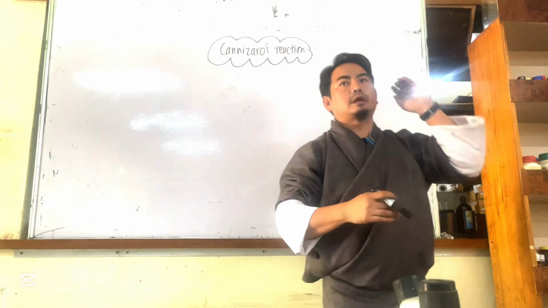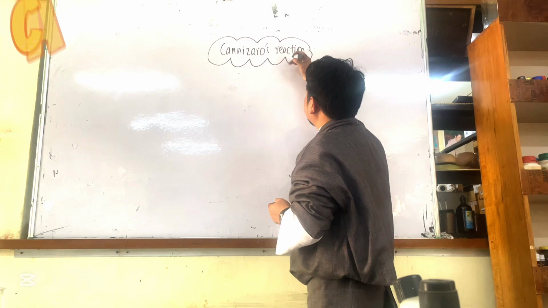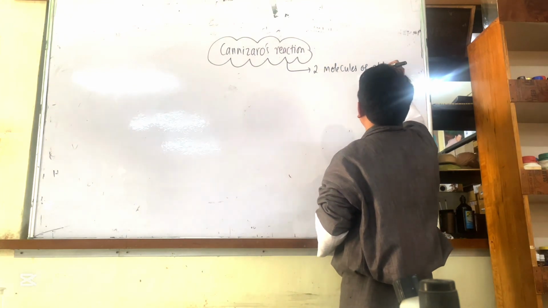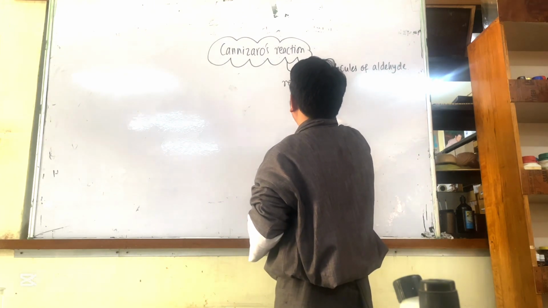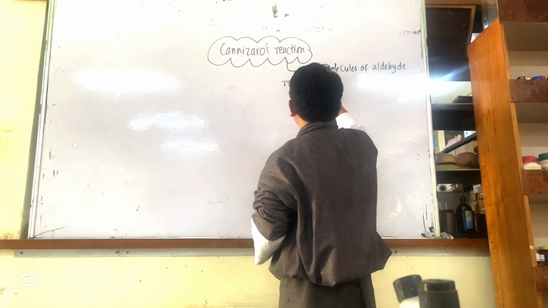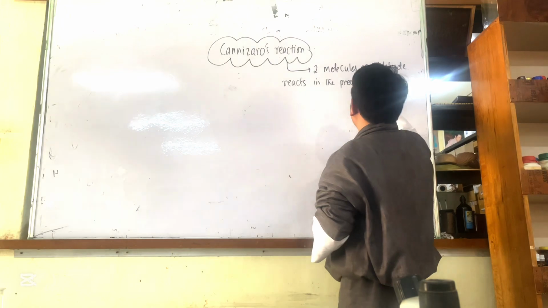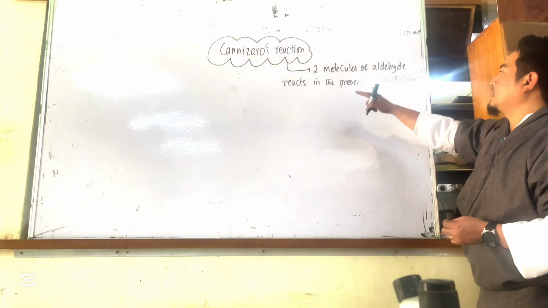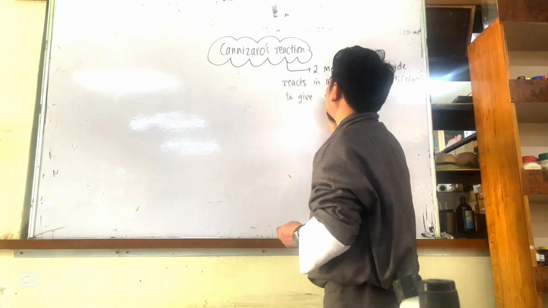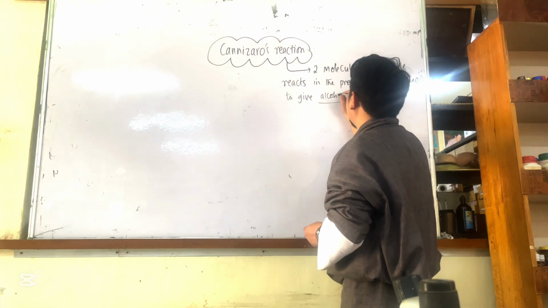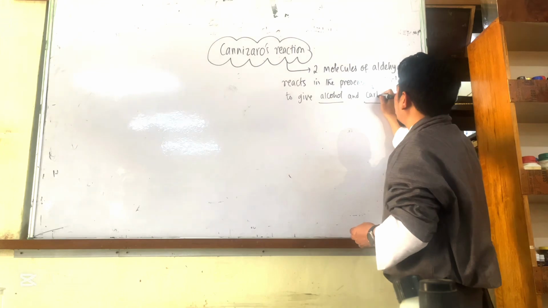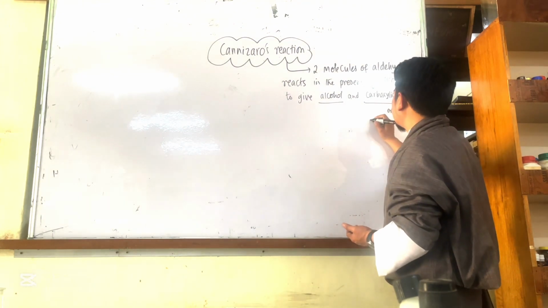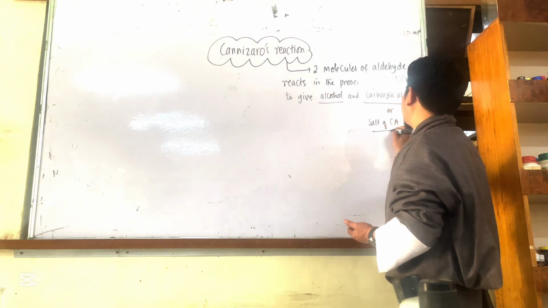It's a named reaction, one of the named reactions because there's a name of a person here. Cannizzaro reaction. In the Cannizzaro reaction, 2 molecules of aldehyde react in the presence of alkali to give alcohol and carboxylic acid, or basically in the reaction we get the salt of carboxylic acid. That is the Cannizzaro reaction.